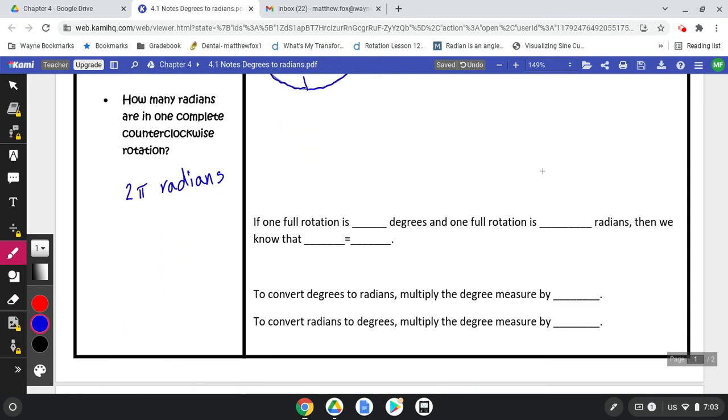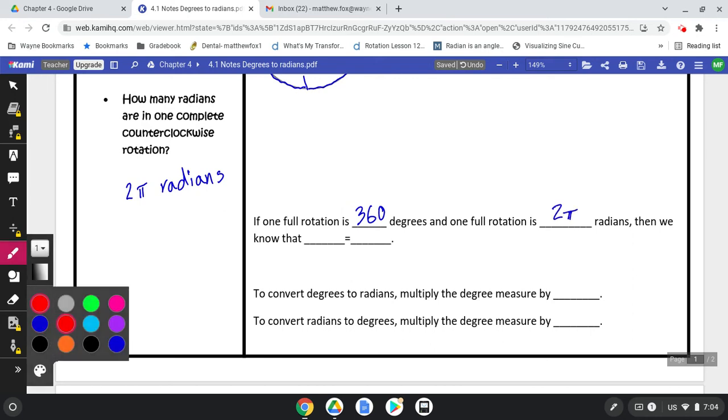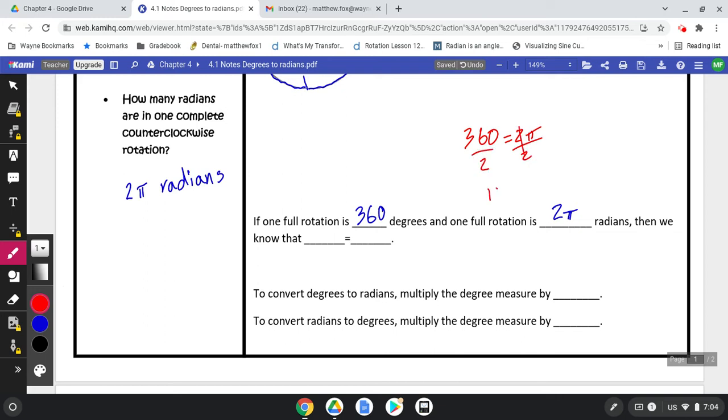Now, if one full rotation around the circle is 360 degrees, and we know that one full rotation in radians is 2 pi, since both represent one full rotation, we can set those equal to each other. So 360 equals 2 pi. If we divide by 2, that tells us that 180 degrees is equal to pi radians.